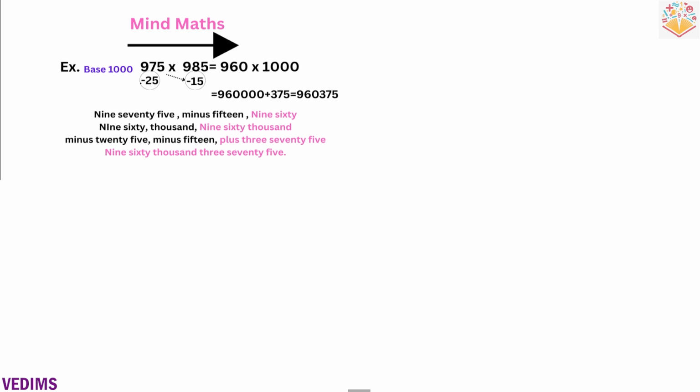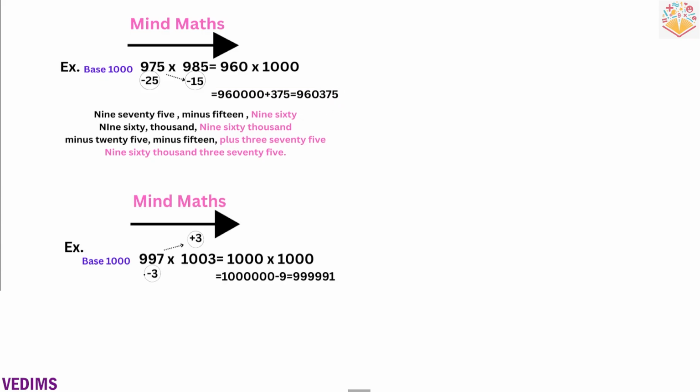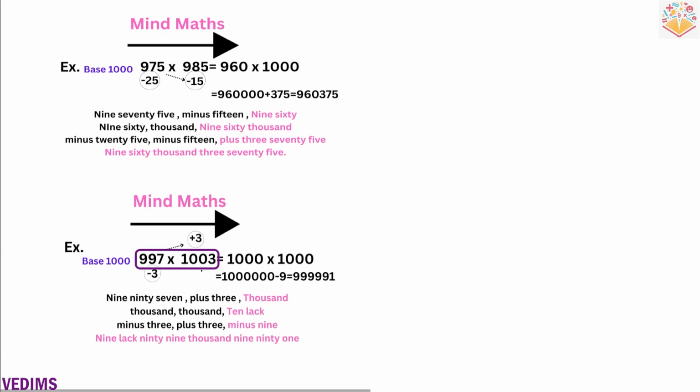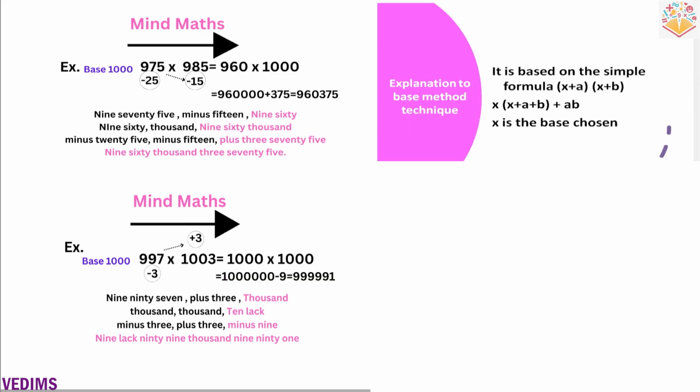Similarly, 975 into 985. 975 is a deficit of 1000 by minus 25. 985 by minus 15. Cross add, you get 960 into 1000 will be 960,000. 25 and 15 on multiplying, you get 375. Add them, 960,375. Last one in it, 997 into 1003. 997 is a deficit of 1000 by minus 3. 1003 is exceeding 1000 by plus 3. Cross add, you get 1000 into 1000 will be 1000,000, minus 9, which is 999991.